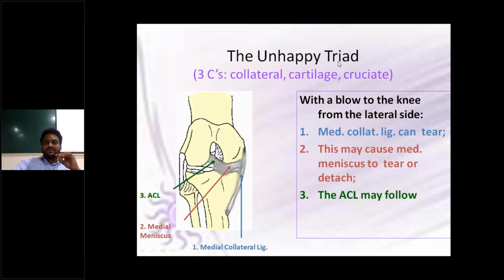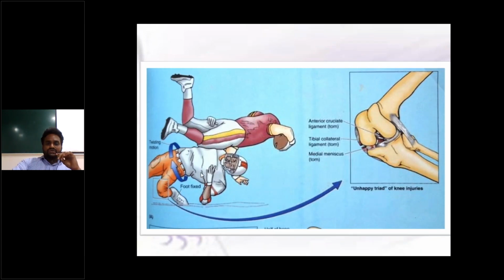Now another one, unhappy triad. That means 3 C's are involved. Collateral ligaments, medial and lateral, tibial or fibular collateral ligaments, and medial meniscus, and cruciate ligament. Which cruciate ligament? Anterior cruciate ligament. You see in this picture, anterior cruciate ligament, medial meniscus, and medial collateral ligament. If these three structures are ruptured or torn, that condition is called unhappy triad.